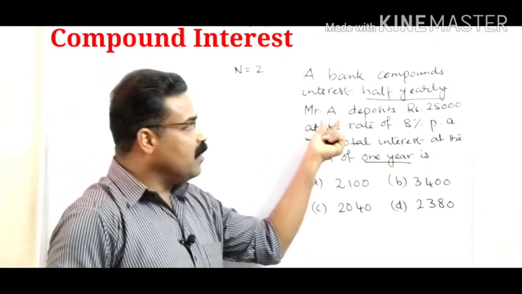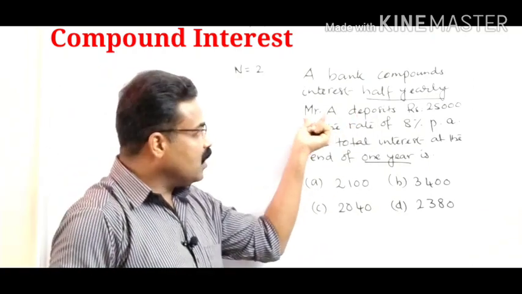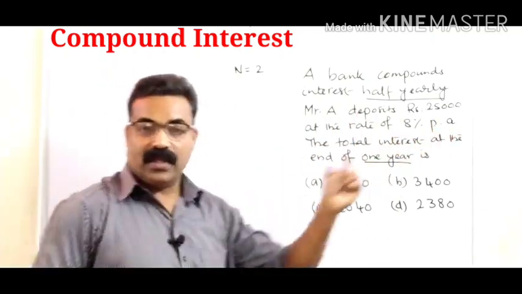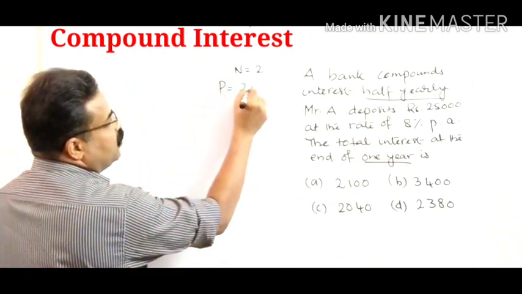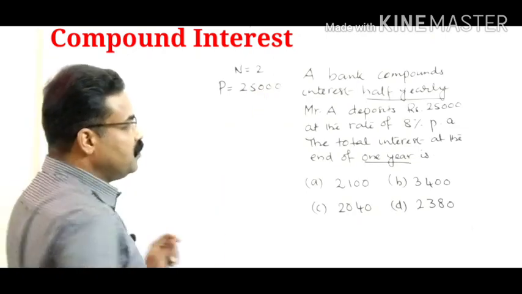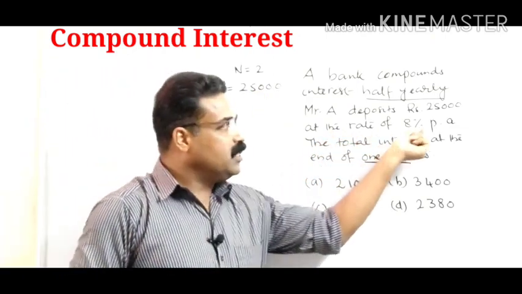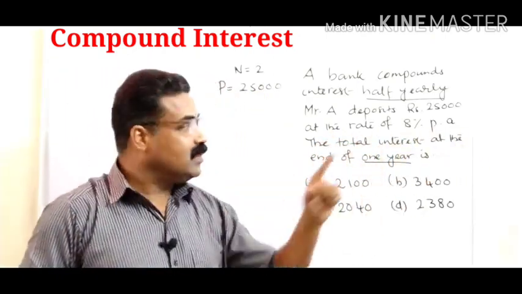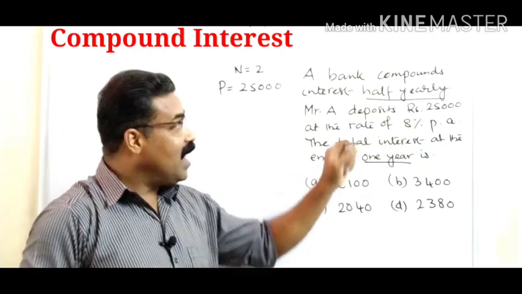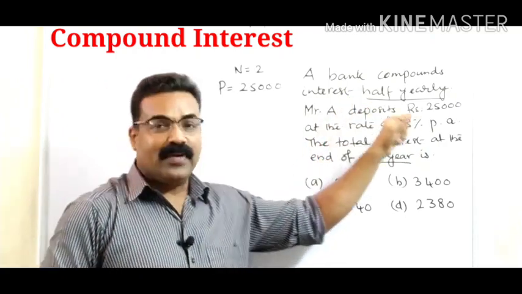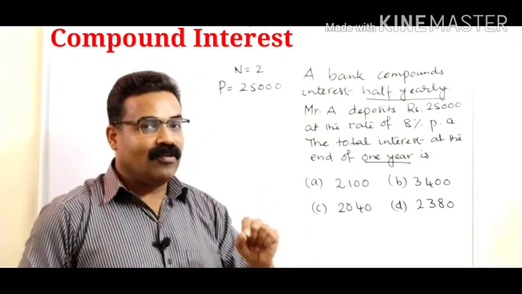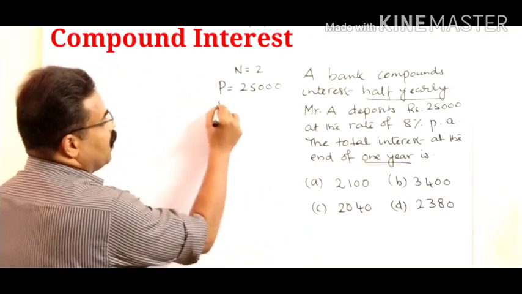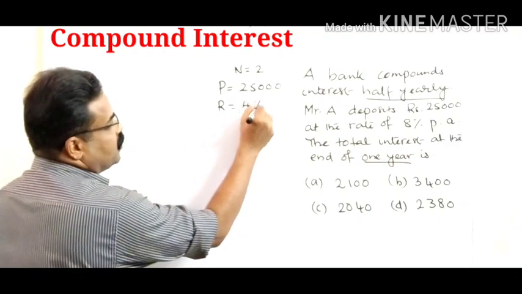How much is the amount Mr. A deposited? Mr. A deposits rupees 25,000. So initially whatever is deposited, that is principal. Principal is equal to 25,000. Rate is 8% per annum, per year it is 8%. But the bank calculates interest half yearly. So 8% per annum means for half year it will be 4%. So you got rate R is equal to 4%.